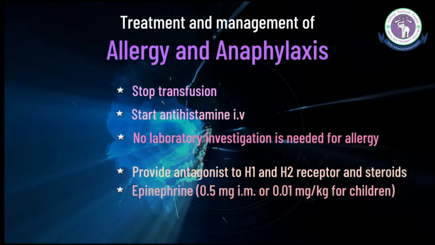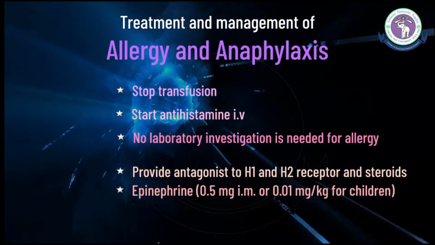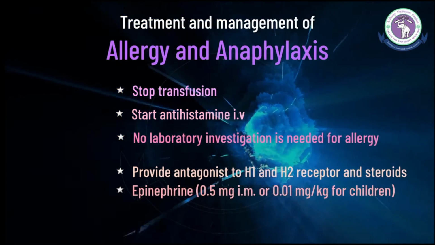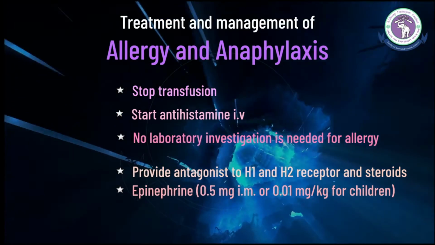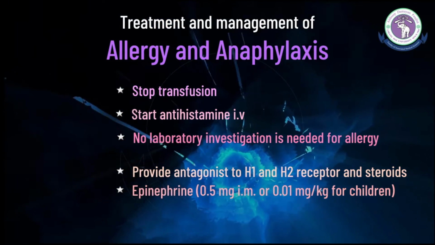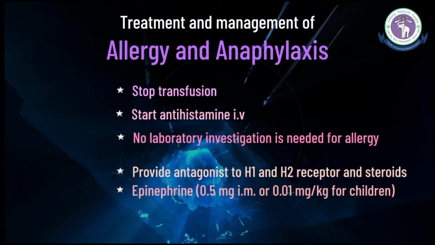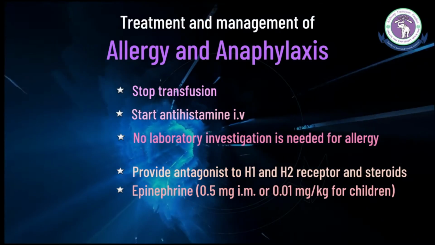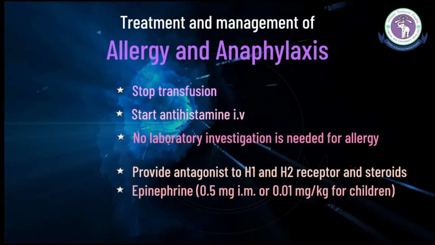Epinephrine 0.5 mg intramuscular, or 0.01 mg per kilogram for children, is recommended as first-line treatment of anaphylaxis, and the dose may be repeated up to every 5 minutes. If shock and respiratory distress develop, including bronchospasm and laryngeal edema, the transfusion should not be resumed because it can be life-threatening.